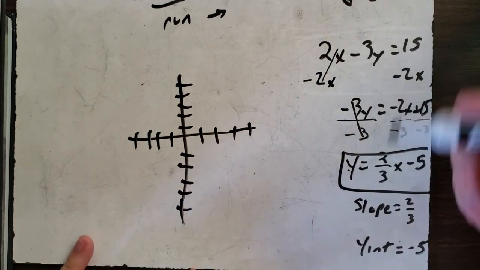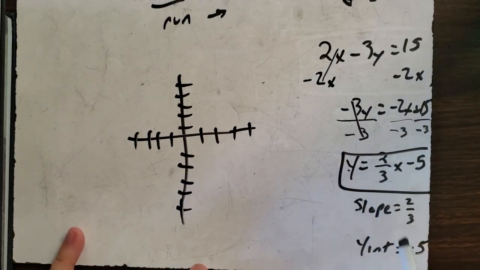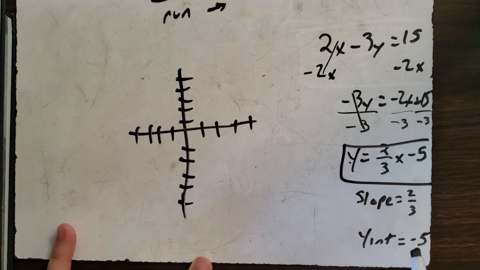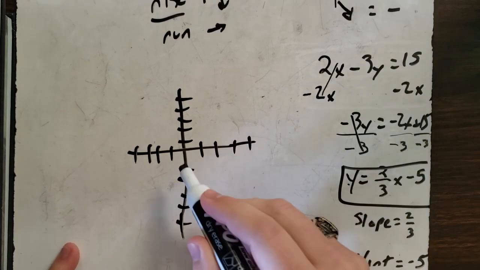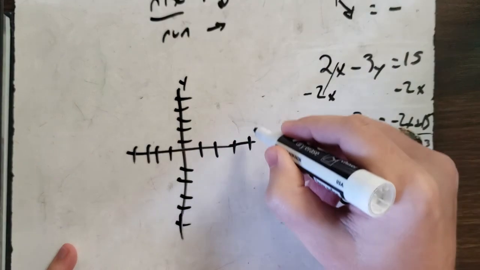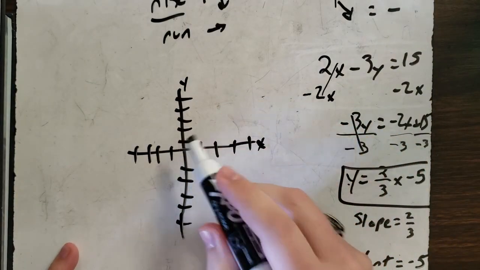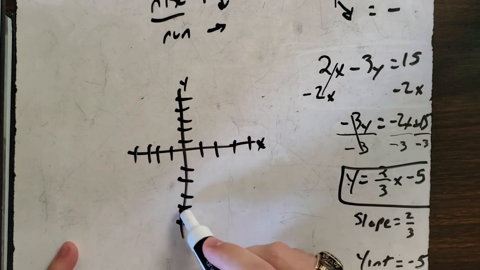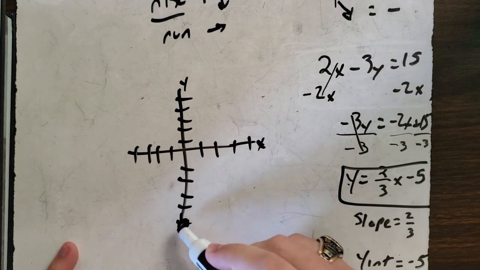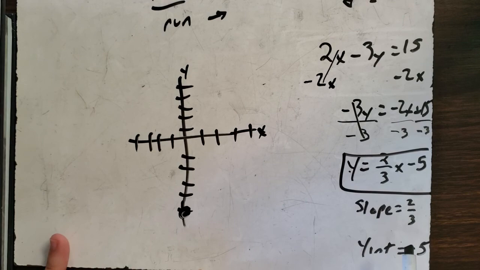Now, first thing we do, y-intercept. Our y-intercept is at negative 5. So we go on the graph. On our y-intercept, y, x, okay? Start from our origin, it's at negative 5. So we go 1, 2, 3, 4, 5. That's where our y-intercept is, all right?